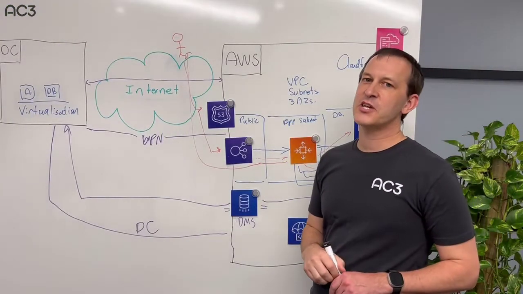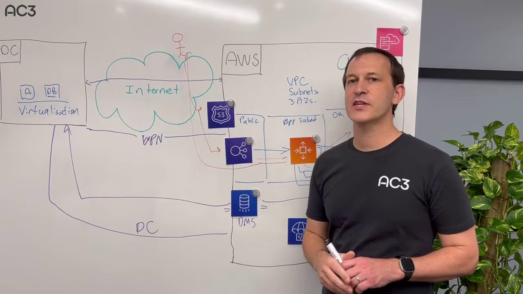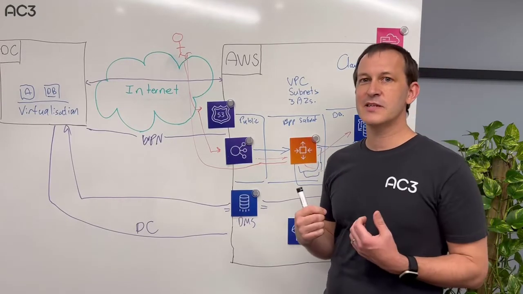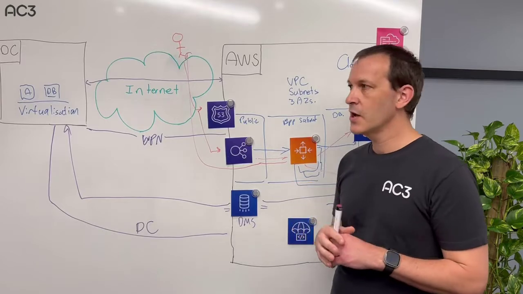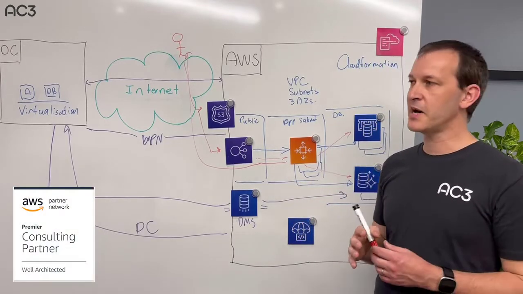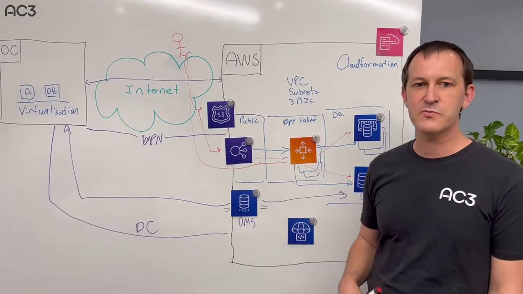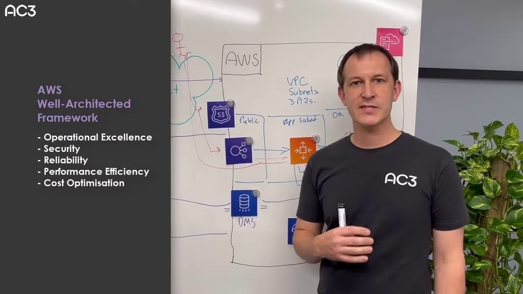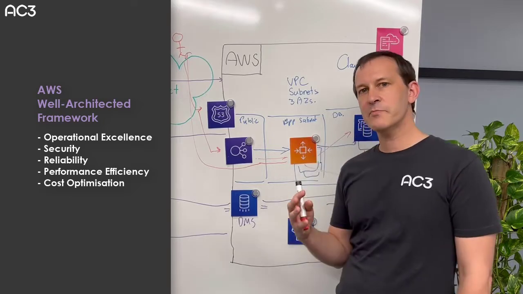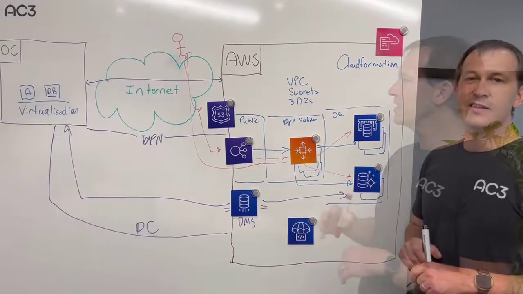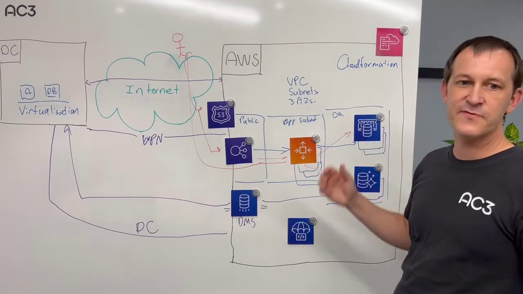To make your transformation a success, I recommend using an AWS partner. I may be a little bit biased, but I recommend using AC3. We are a well-architected accredited partner, and we look at your architecture through the 5 pillars of the well-architected framework, that being operational excellence, security, reliability, performance efficiency, and cost optimization. Let's look at our architecture through the 5 pillars.